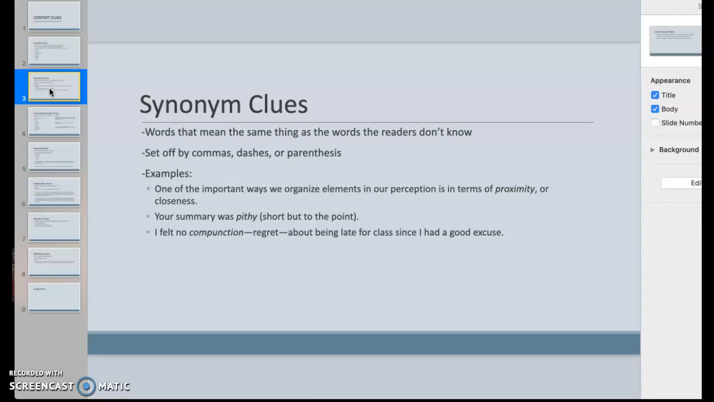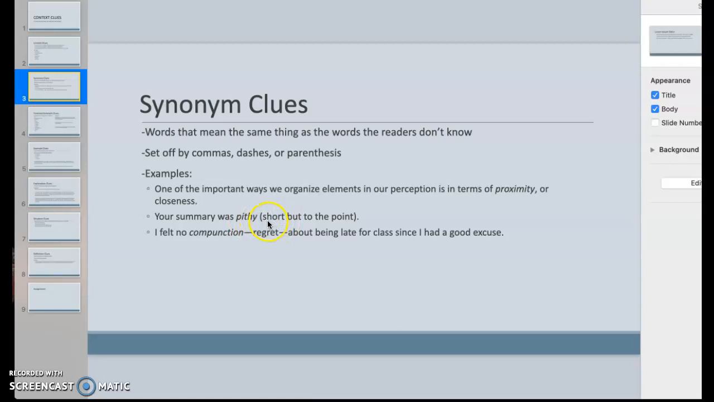For example, there are a couple of examples here. One of the most important ways we organize elements in our perception is in terms of proximity or closeness. And from that sentence, we can understand then that proximity, the word that's in italics here, means the same thing as closeness. We have the comma, and it gives us another name for proximity, gives us the word or, closeness. The other example, your summary was pithy, and in parentheses, we have short but to the point. This is the definition of pithy, short, to the point.